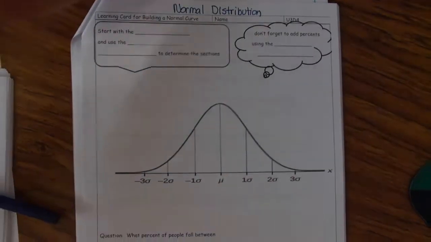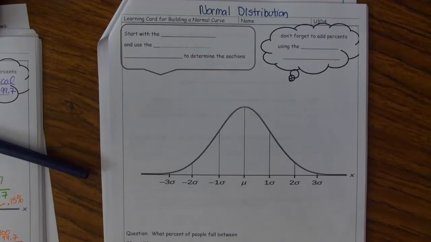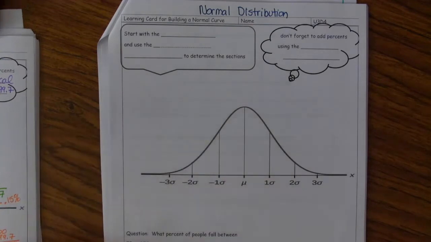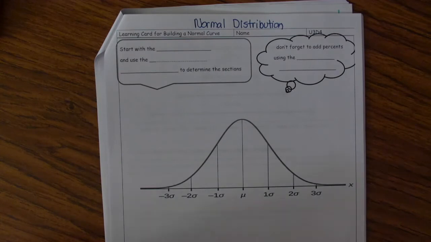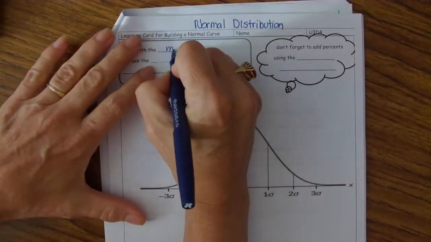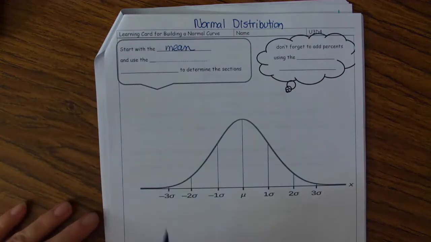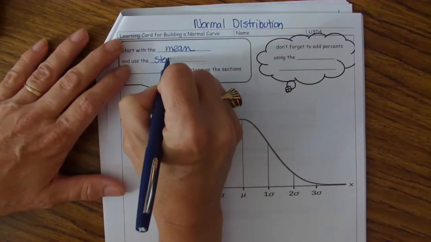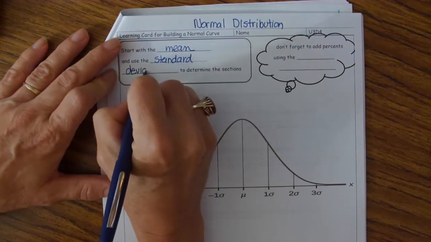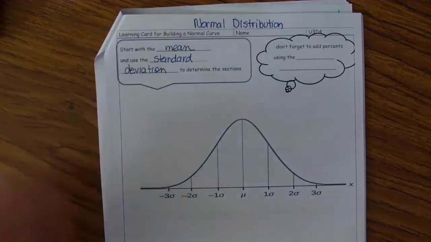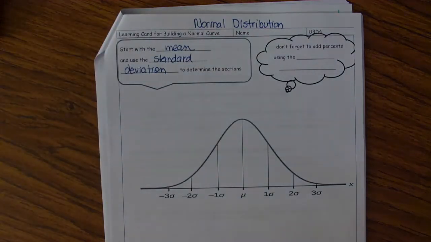Okay, so this is really important stuff. It's called the normal distribution, normal with a capital N because it's so important. It gets a capital letter. It's very easy to work it out. We start with the mean, and we use the standard deviation to determine the sections. Once you understand mean and know how to calculate the standard deviation, this is really easy.